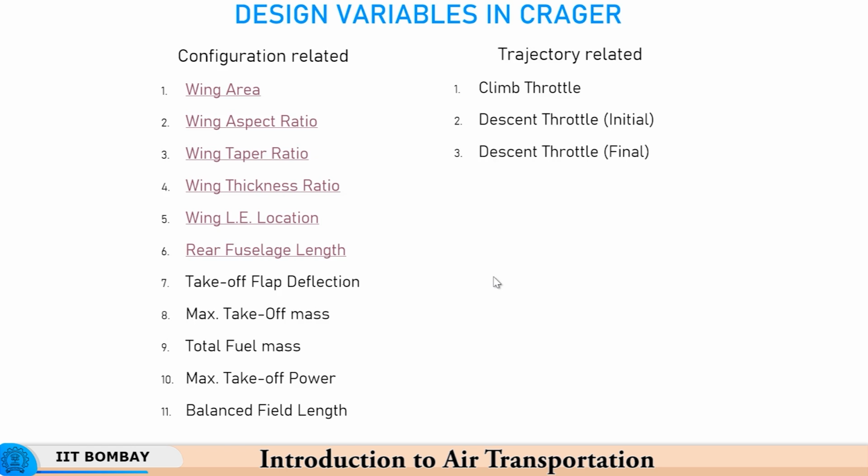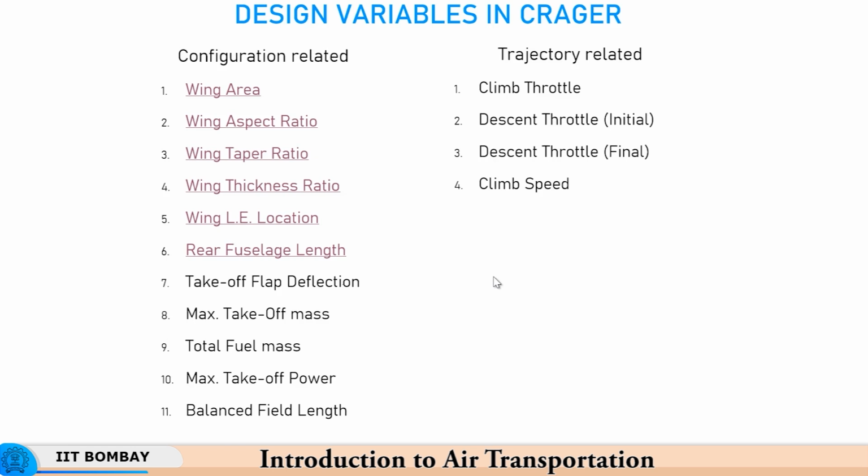So, therefore, these aircraft are generally unpressurized, and when they are unpressurized, it is very, very important to ensure that the rate of descent is something that is manageable by the human body. For that, the throttle that is used during the initial descent phase and the final descent phase has to be controlled within some upper and lower limits, which are the two variables in the Kraiger.